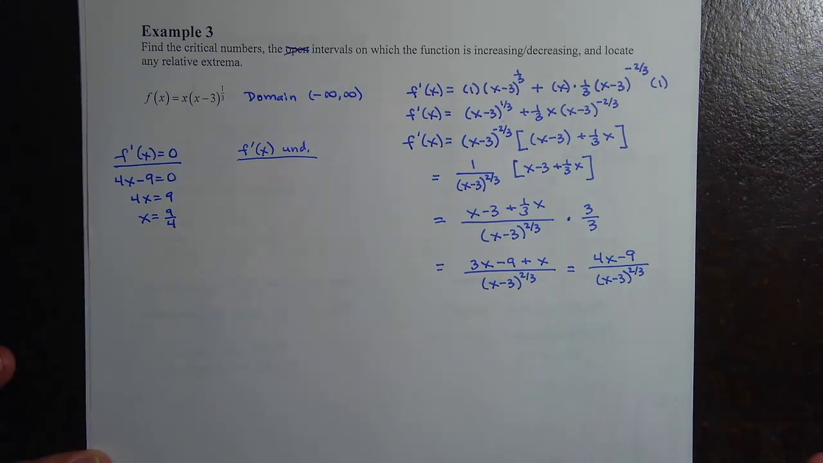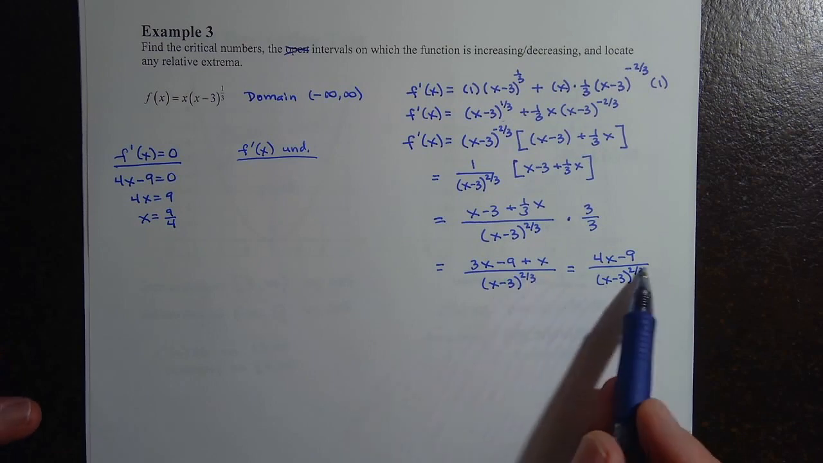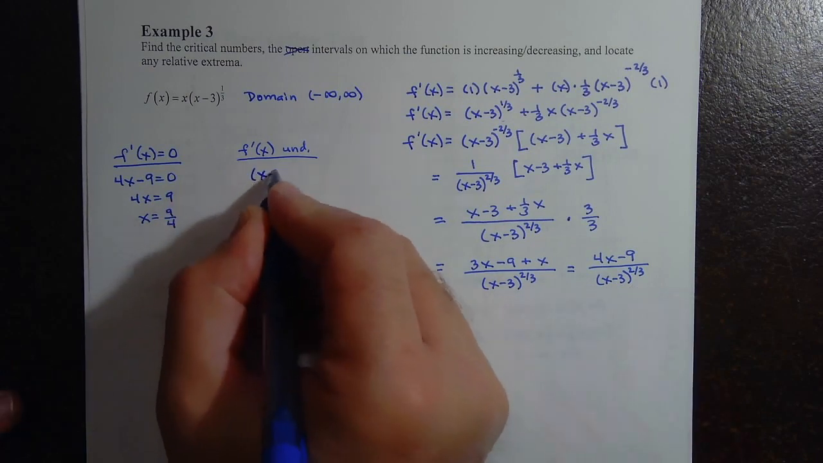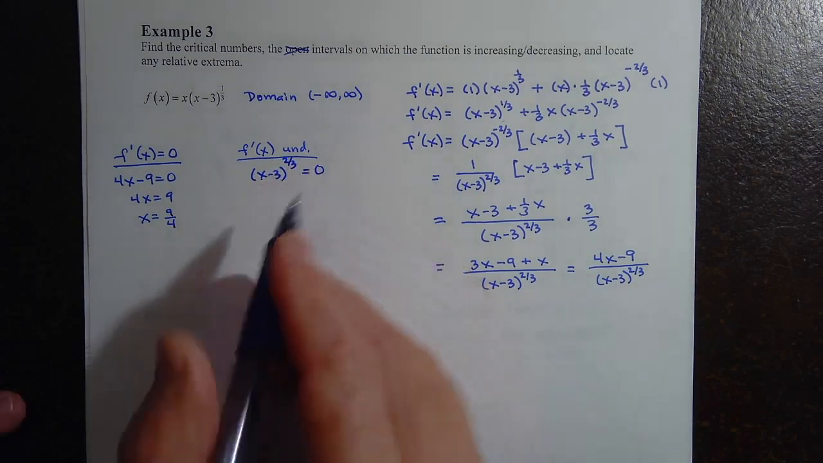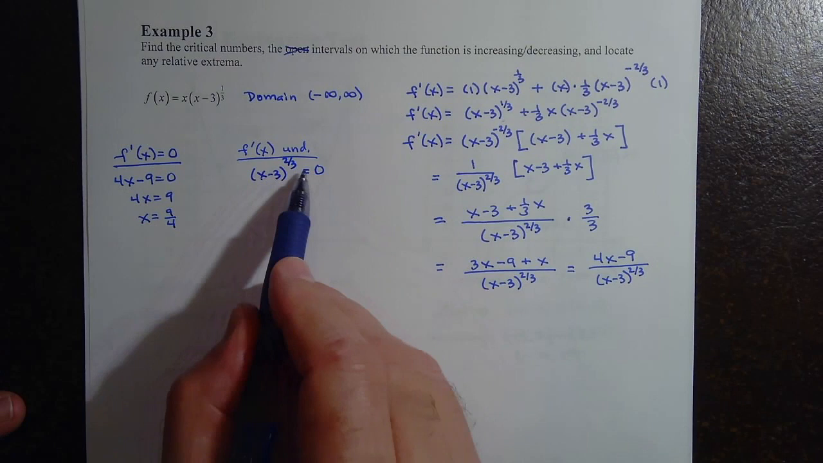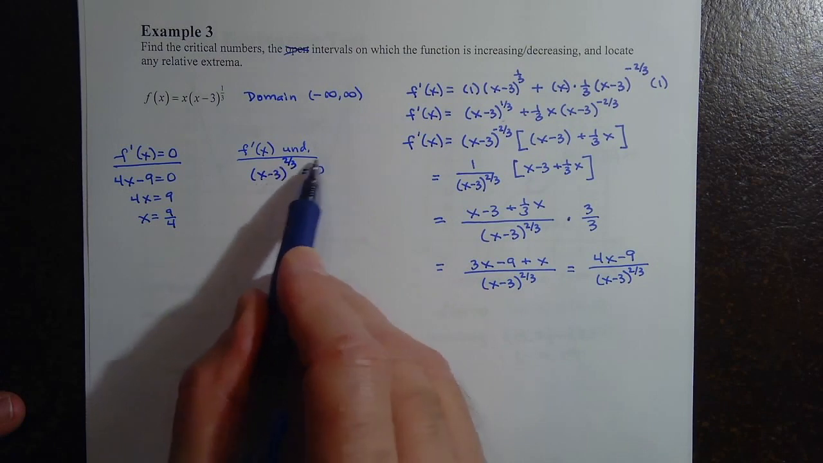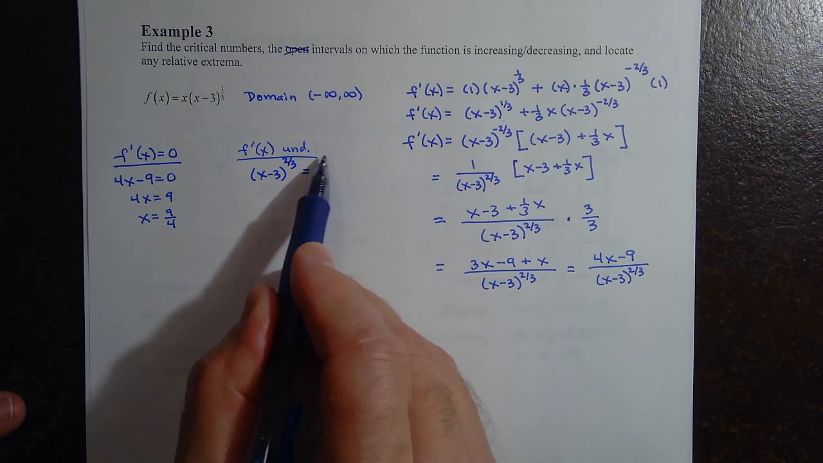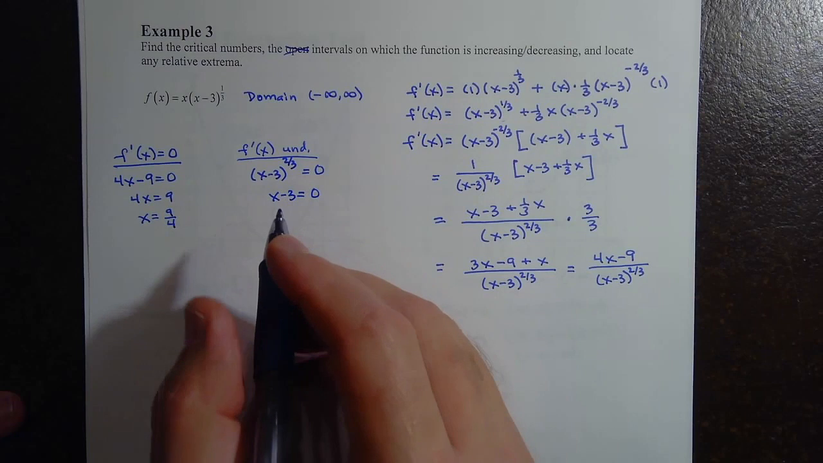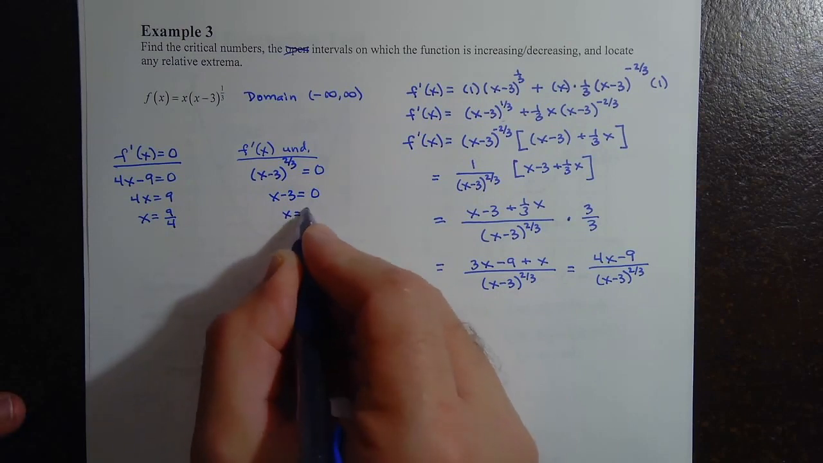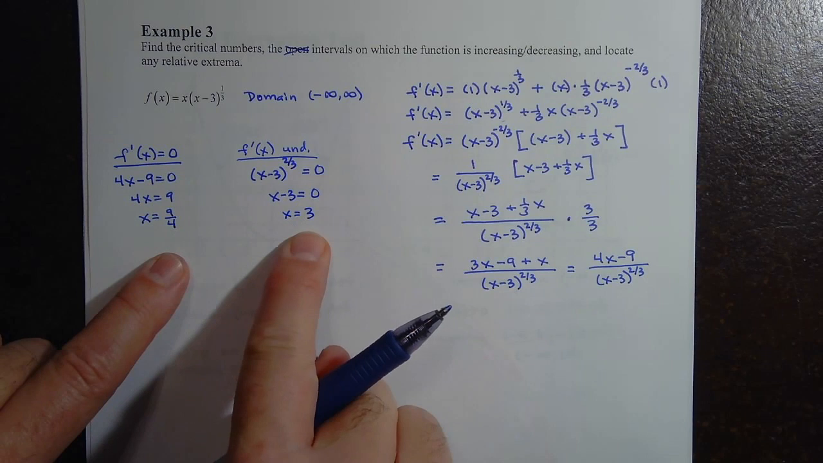Now, this is why I picked this problem to do with you guys, because this is where we get something that's undefined. It's going to be when the denominator, x minus 3 to the 2/3, equals 0. So x minus 3 to the 2/3 power is equal to 0. We would want to raise each side to the reciprocal power. So 0 to the reciprocal power, which would be 3/2, would still give you 0. So this is just x minus 3 equals 0, which means x equals 3. So here are our two critical values.